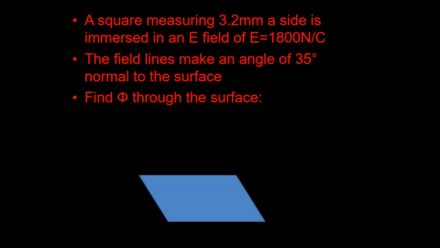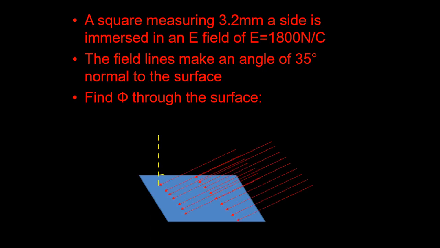Let's take a look at another one. Here we have a square measuring 3.2 millimeters on a side. It's immersed in an electric field of 1800 newtons per coulomb. The field lines here are making an angle of 35 degrees to the normal of the surface, and we want to find phi through the surface. In this particular case, you're given one side of the square, you're given an electric field of 1800 newtons per coulomb, and we're given an angle. So you're being led towards the procedure you should follow.